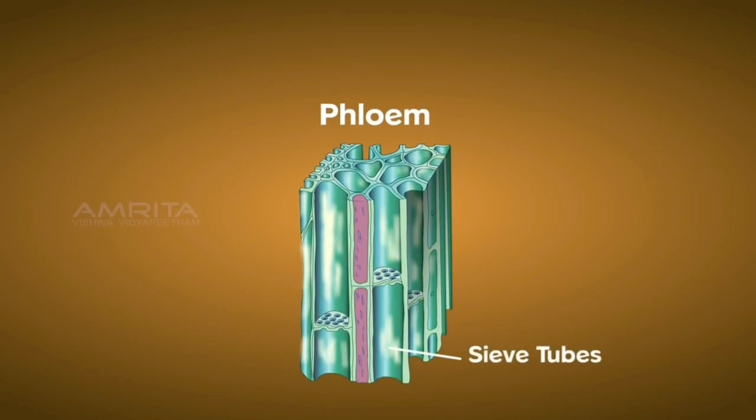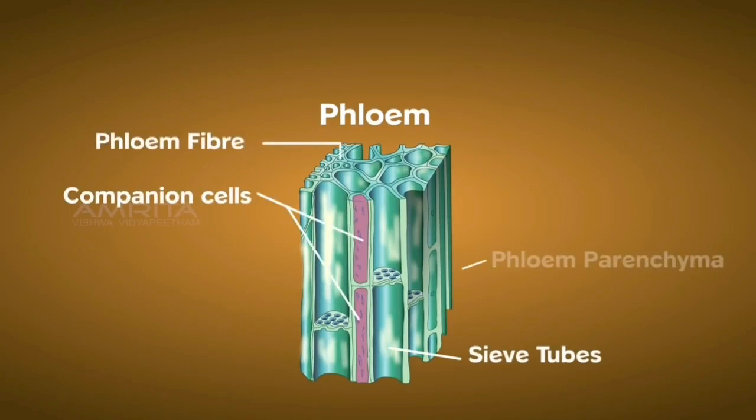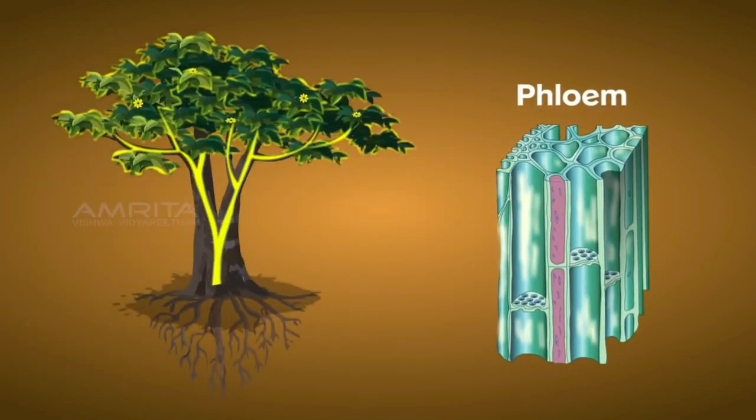Phloem consists of sieve tubes, companion cells, phloem fiber, and phloem parenchyma, which transports prepared food from leaves to the other parts of the plant.